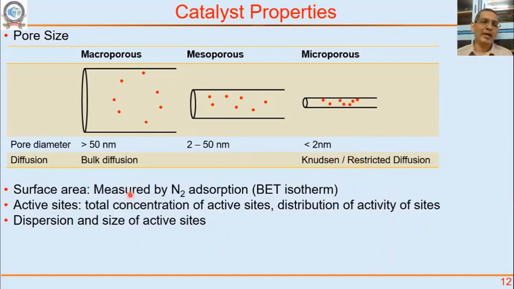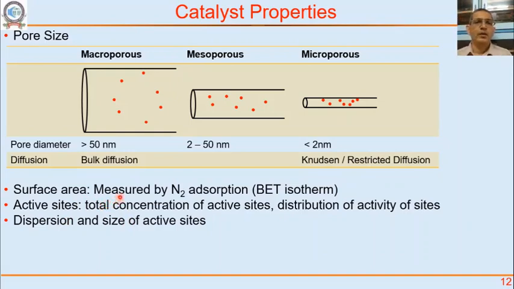Okay. The catalyst surface area is measured by nitrogen adsorption called the BET isotherm. We are not going to go into details of that, but just for your background information, you can always refer to books or search on the internet what a BET isotherm is, how I measure the surface area of a catalyst. Now, what else is important is active sites, not just the total surface area. I told you about that. What also is important is dispersion and size of the active sites, not just that there are active sites, right?